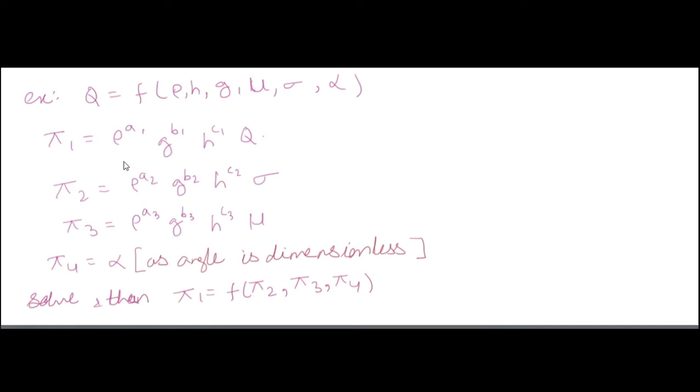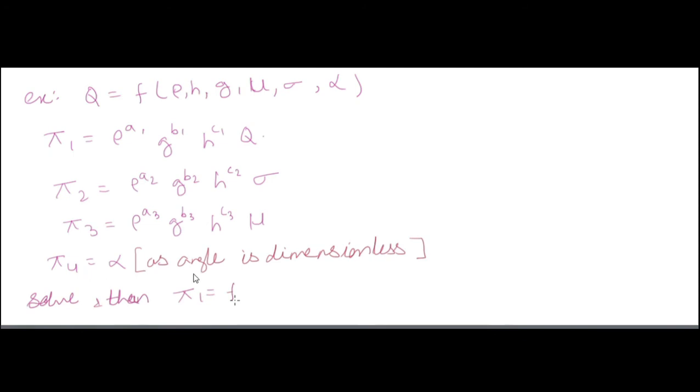Now we have chosen the first repeating variable as rho, the second as g, and the third as h. We equated, and multiplied the rest: Q, sigma and mu. Q has not been taken as a repeating variable because it is a dependent variable. In this way you will find the values, and then you represent pi 1 as a function of pi 2, pi 3 and pi 4. This is the way Buckingham's theorem is used.